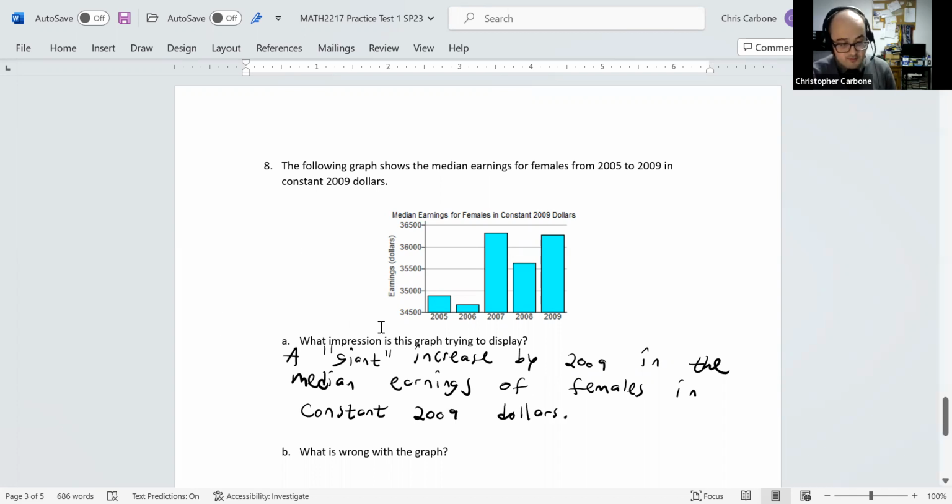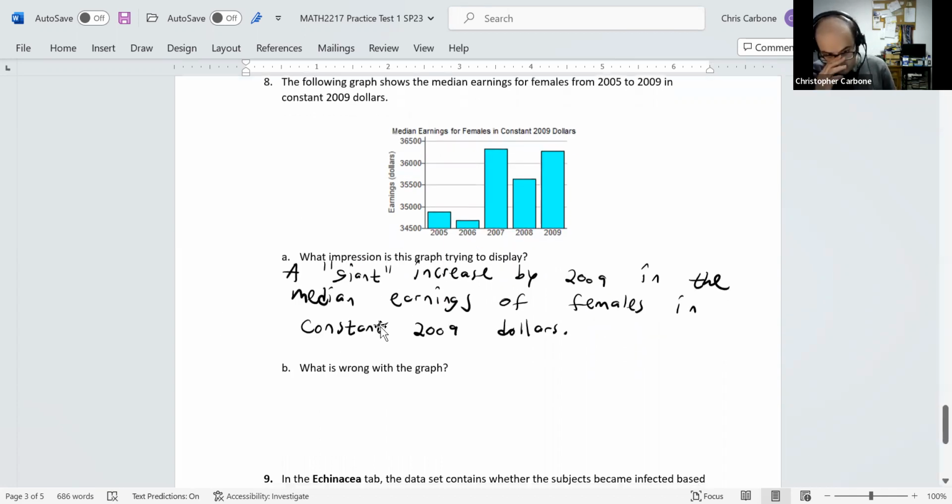And part B wants to know what's wrong with it. Looking at it, we could definitely tell that the y-axis does not start at 0, so it completely messed up that proportionality. So what's wrong with it? The y-axis did not start at 0.